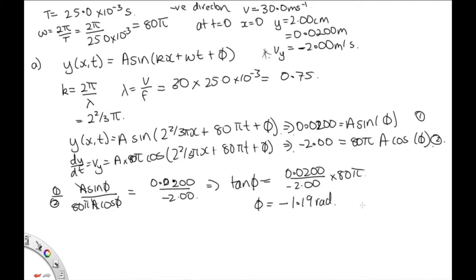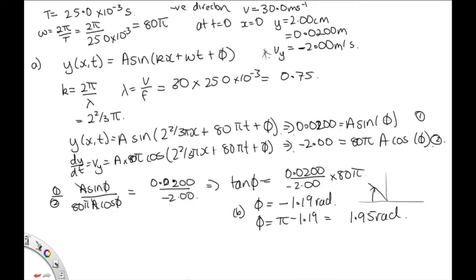Okay, so this is a negative angle and it comes from tan, so it's in this second quadrant here. So if instead of a negative we want it as a positive, we can also do phi is equal to pi minus 1.19, which gives us 1.95 radians. So that's our phase angle. Now what we need to do is find the amplitude.